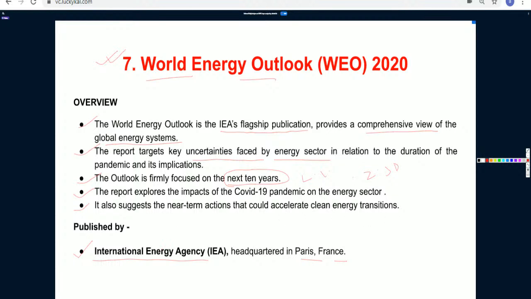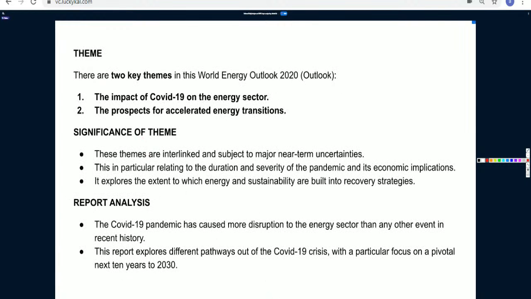I have already discussed that it is published by the International Energy Agency. It is very important information for prelims. World Energy Outlook report is published by the International Energy Agency. Now let us see some more detail about it.